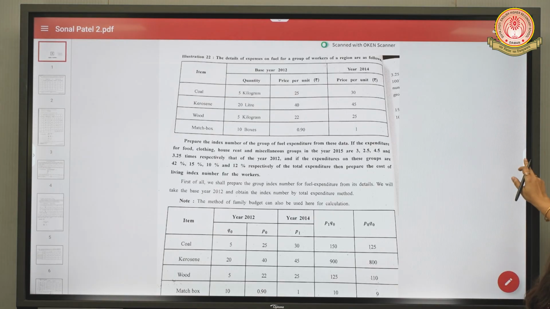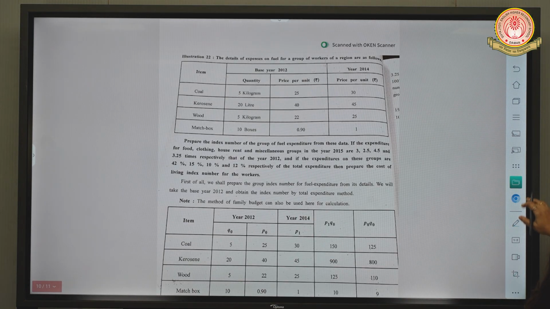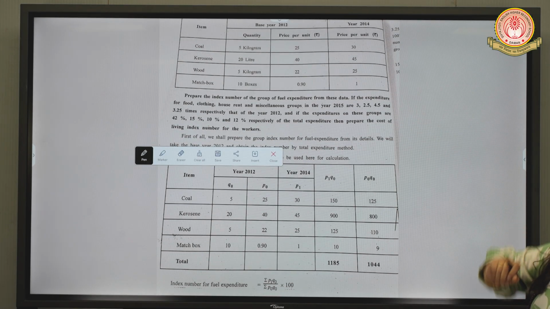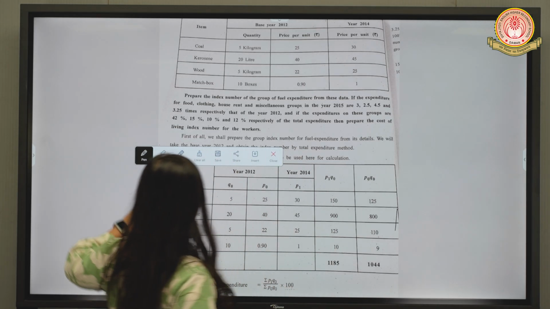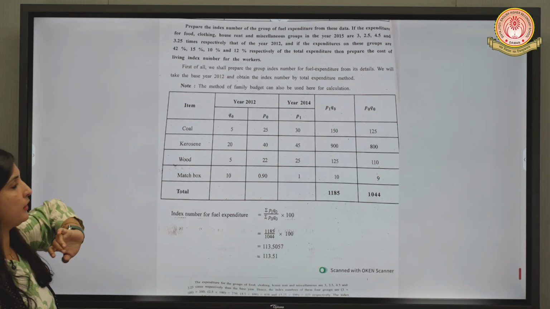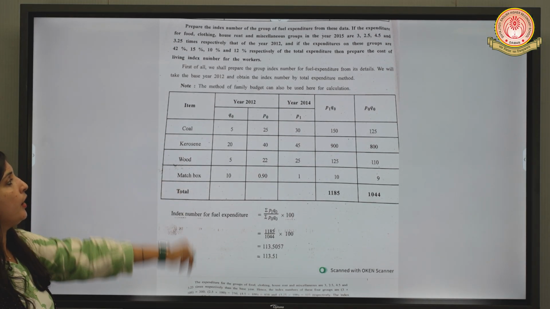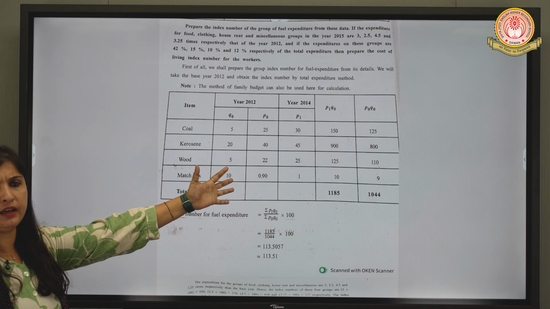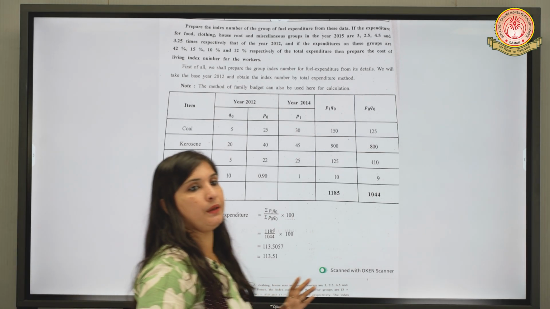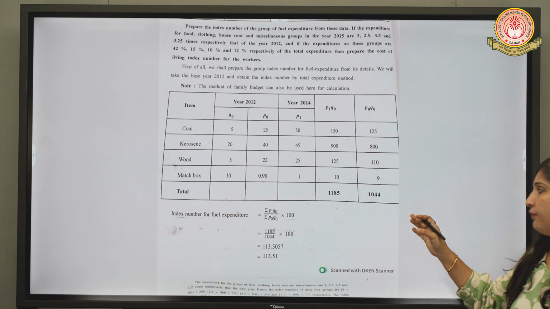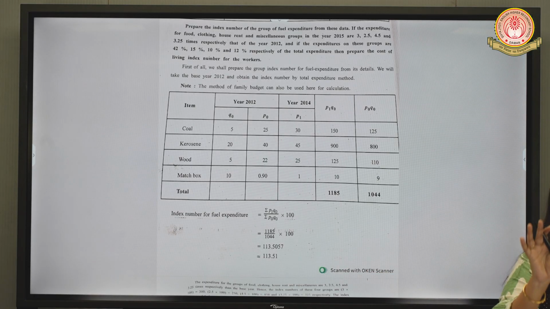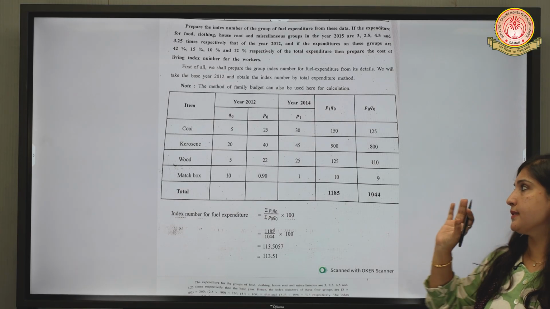So how to find the index number of fuel? We will use last year's method, and for that we have P1 Q0. The data was already given to you; there were no changes to be done. We just made two extra columns, that is P1 Q0 and P0 Q0, and then after dividing, we found the last year's index number. The index number of the fuel expenditure is done over here.